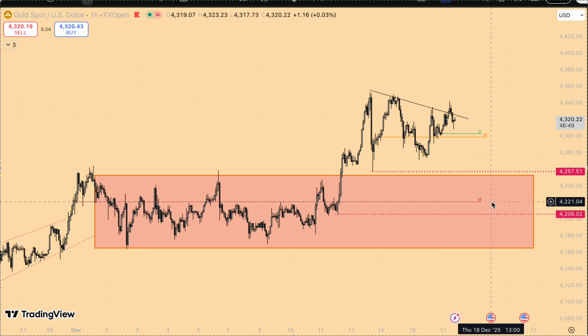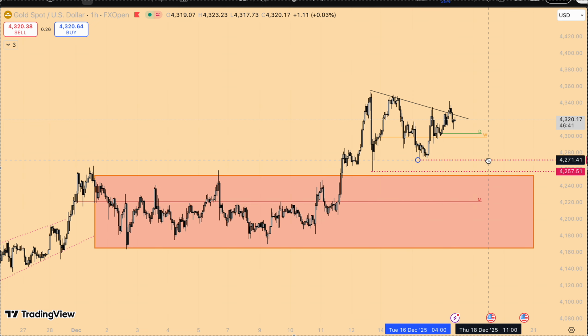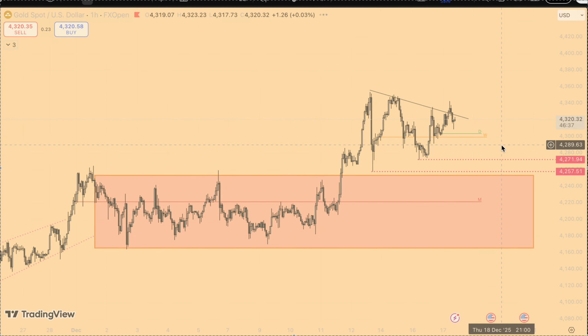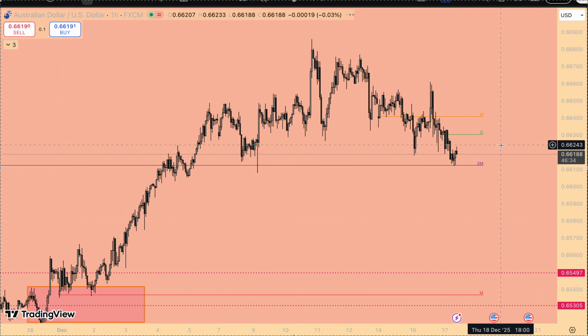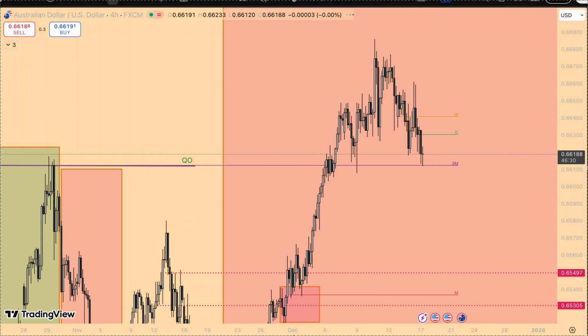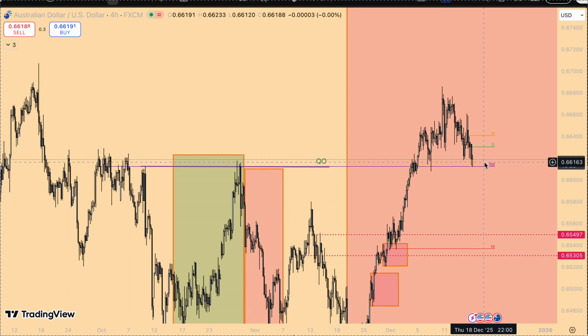So once we retrace into this consolidation, then I would be interested in more longs. But at least I want this to be taken, right? And then we can start looking for those longs, guys. It's all about patience, honestly. And then with AU, guys, consolidative at the moment, and we've broken above this quarterly open.